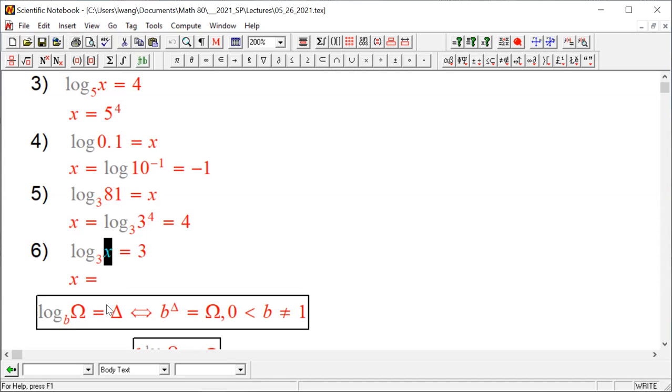Okay, x here is in the position of the omega. We know the base is 3 and we know the triangle is 3. Therefore x is the omega, so x equals 3 to the power of 3. 3 to the power 3 is, of course, 27.